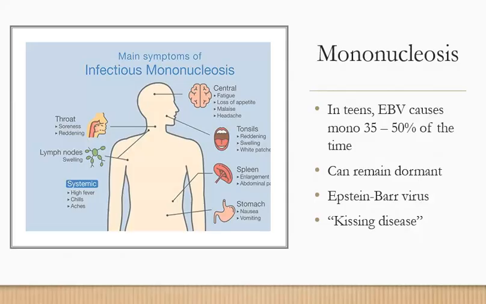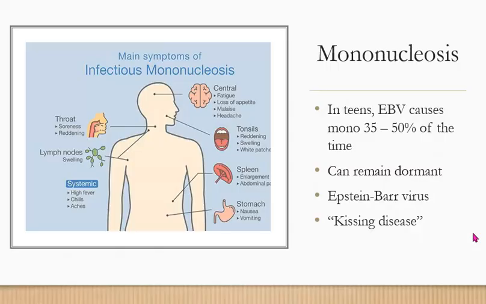Mononucleosis. This is seen a lot in teens. Epstein-Barr virus causes mono 35 to 50% of the time. It can remain dormant, and it is referred to as the kissing disease. It can cause central fatigue, loss of appetite, malaise, headache. The tonsils become very swollen and red. The patient may also get white patches on their tonsils.